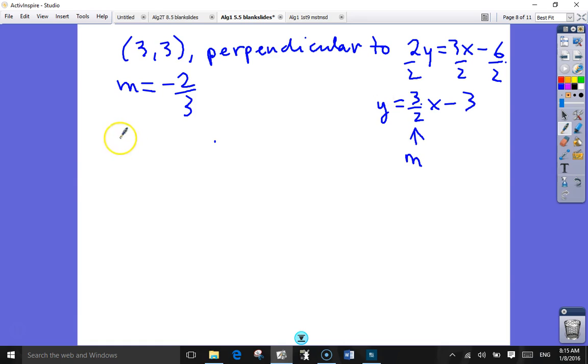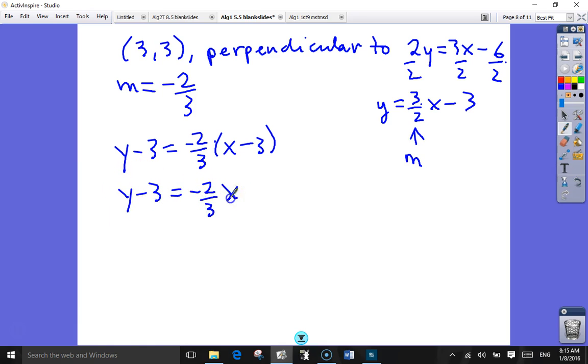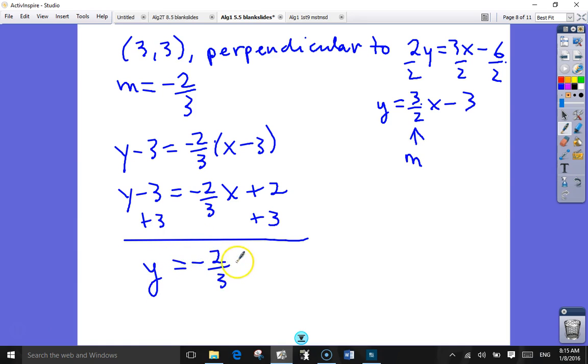So y minus 3 equals negative 2/3 times (x minus 3). Y minus 3 equals negative 2/3 x. And negative times negative is positive. 3's cancel, plus 2. So just remember, there are a couple homework problems where it's not solved for y.